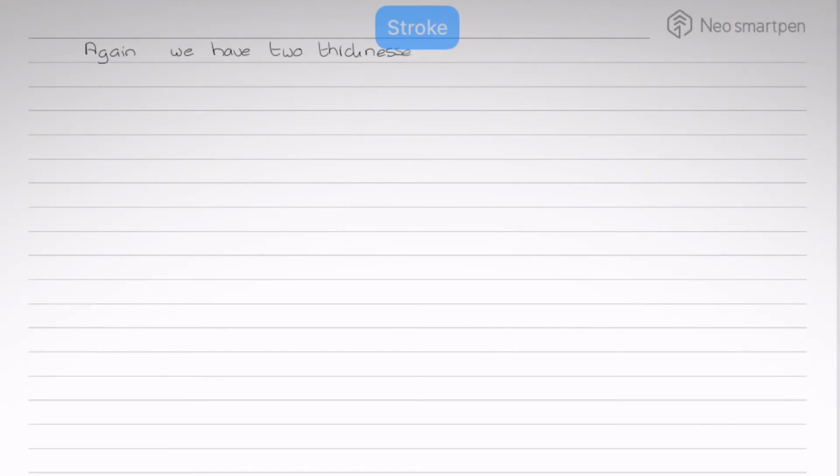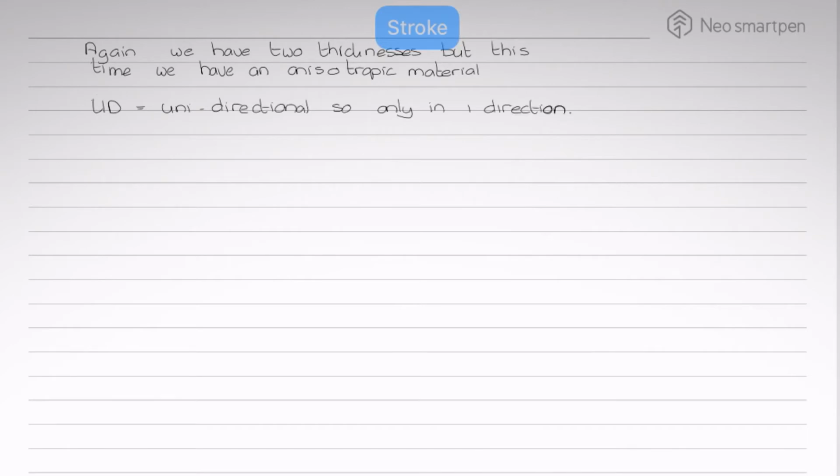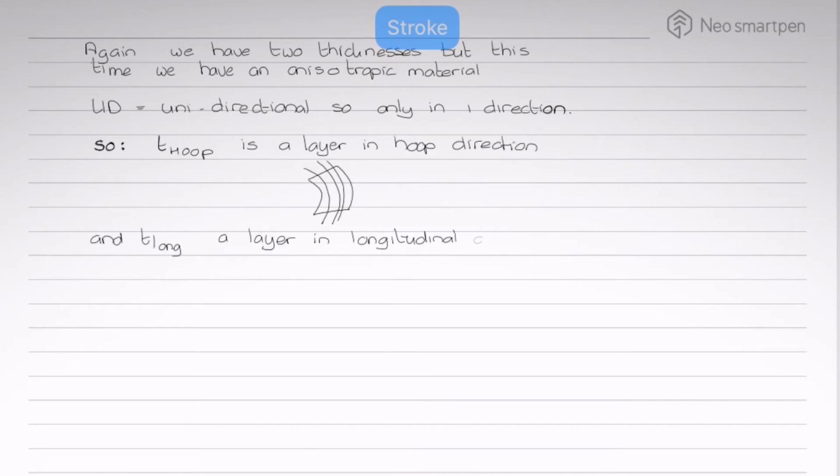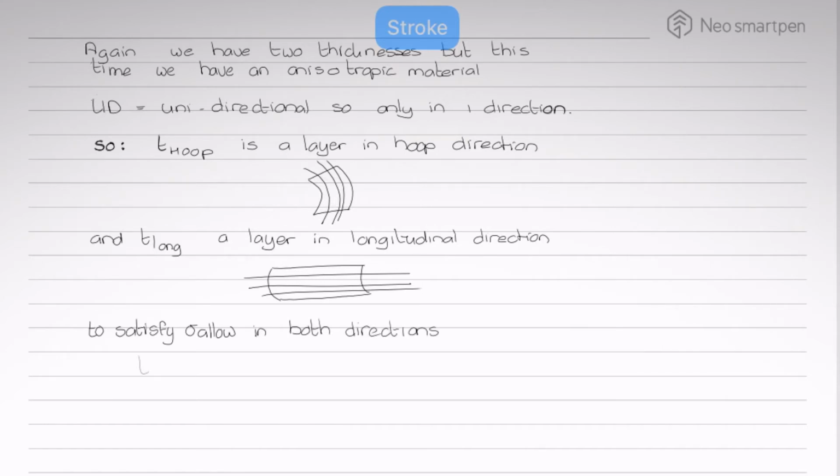Again, we have two thicknesses, but this time we have an anisotropic material. UD stands for unidirectional, so it only carries loads in one direction. So T hoop is the required thickness for the UD layer in hoop direction, and T long is the required thickness for the UD layer with fibers in longitudinal direction. To satisfy sigma allowable in both directions, we must add the two together. T is equal to T hoop plus T long, which is 0.2 plus 0.1, equal to 0.3 millimeters.